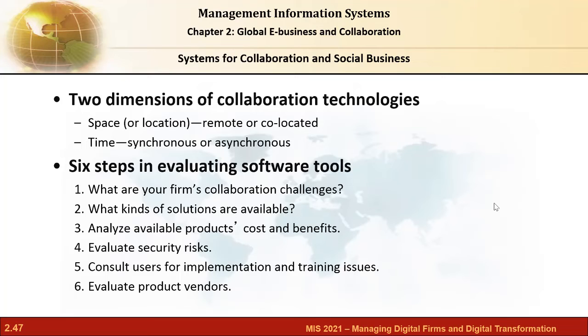The first question is, what are your firm's collaboration challenges in terms of time and space? So we need to locate the firm's challenge or problem. The firm can occupy more than one cell in the matrix. Different collaboration tools will be needed for each situation.